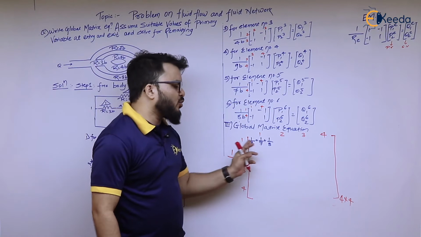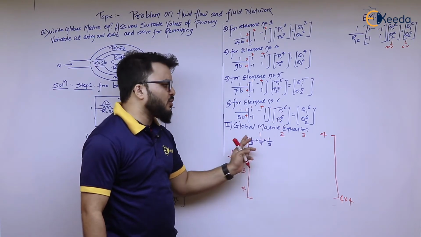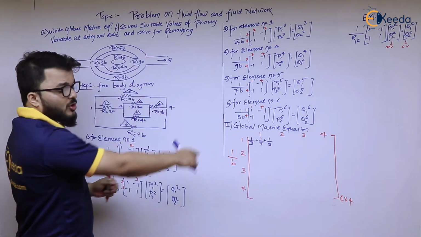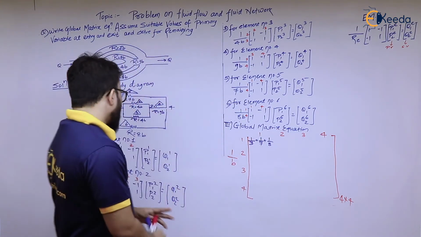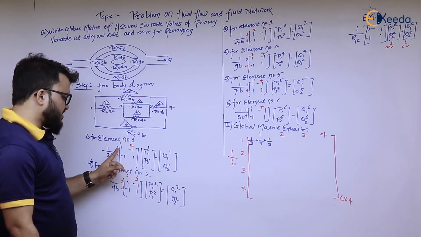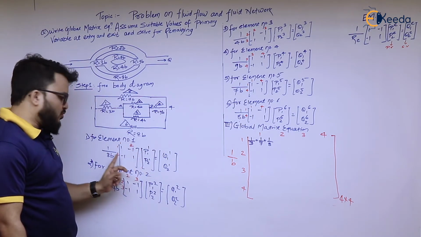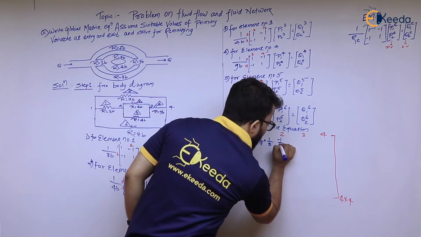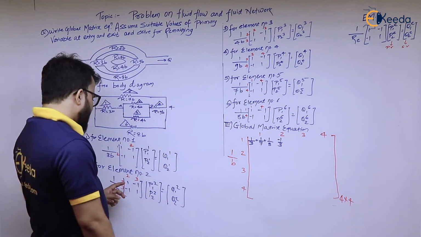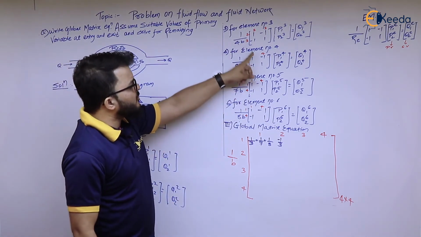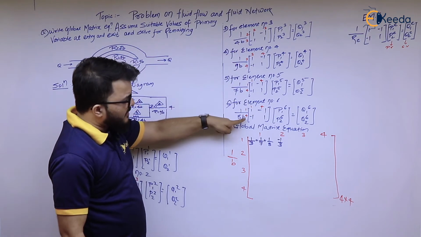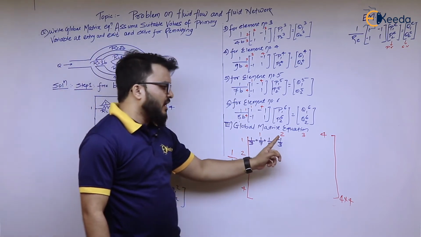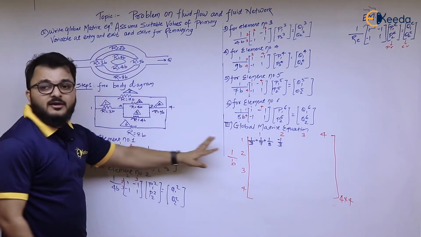Similarly, I will search for row number 1 column number 2, row number 1 column number 3, and row number 1 column number 4. Let us start with row number 1 and column number 2. This becomes minus 1 by 3, so I will write minus 1 by 3. Among all these elements, only one element has row number 1 and column number 2. So row number 1 and column number 2 is over.